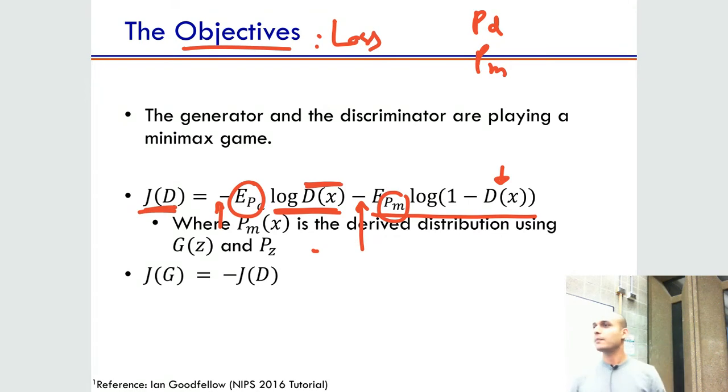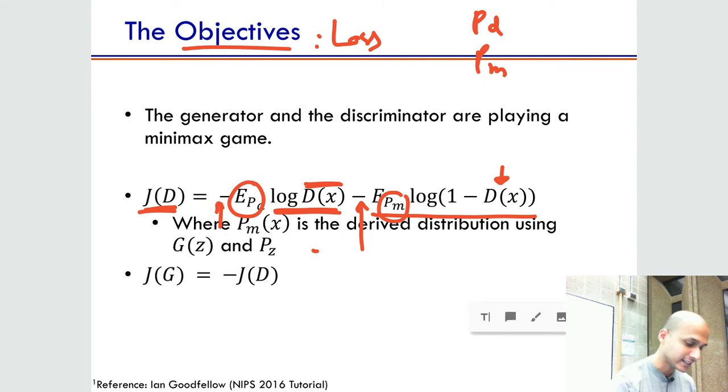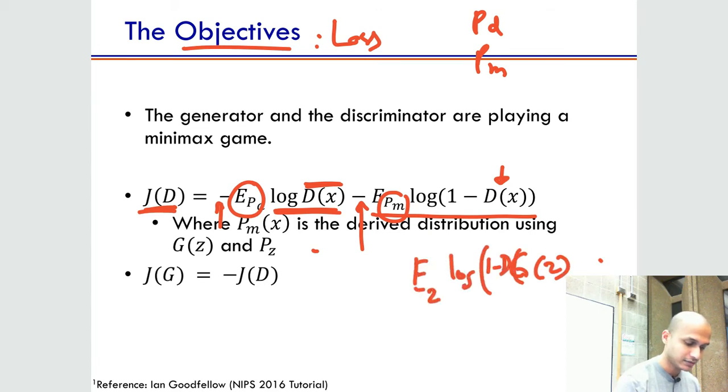Why don't we have G(z) in the equation in the second term? Yeah, there is going to be a G(z). I'm going to show in the next slide that x is being generated from the model, right? So instead of x, you can just write the expectation with respect to z of log of 1 minus D(G(z)). Good question.